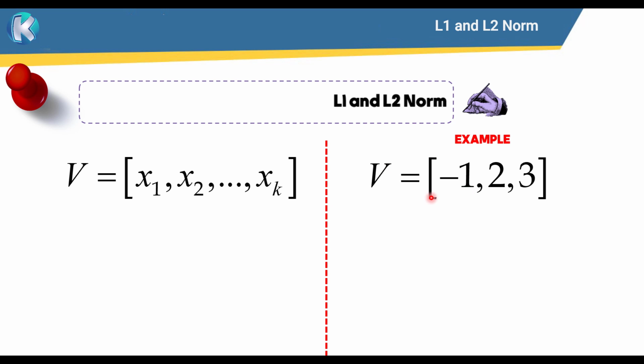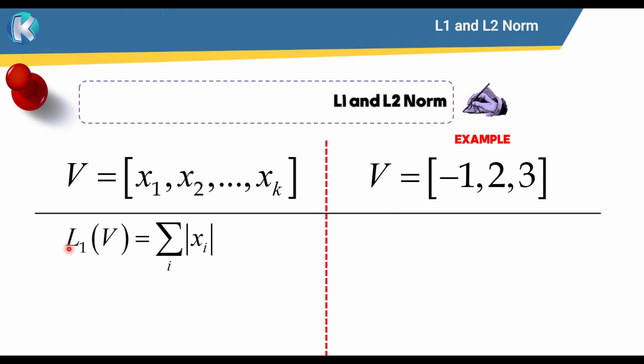So this is an example: -1, 2, and 3. In order to calculate the L1 norm of this vector, we should calculate the summation of the absolute value of xi. For example, in this example, the L1 norm of vector v is equal to the absolute value of -1 plus the absolute value of 2 plus the absolute value of 3, which is equal to 6.